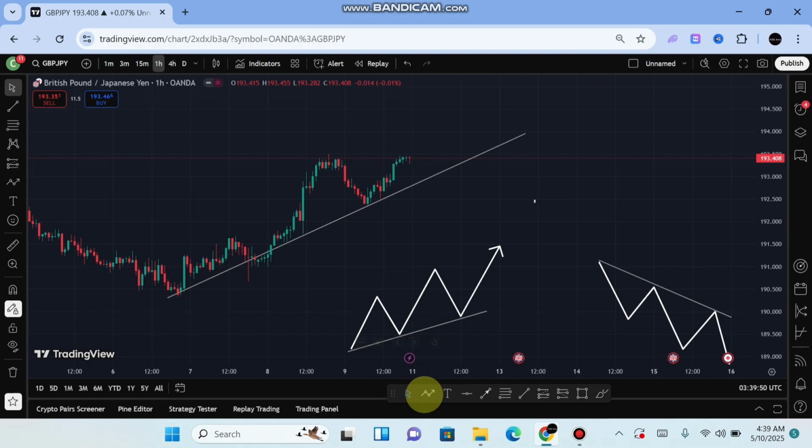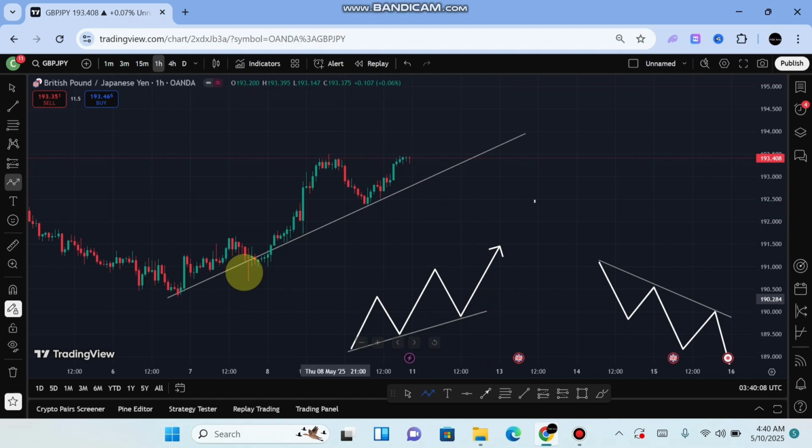Because sometimes price might touch this particular trend line, trace back, and instead of going up to the upside as you believe, price might decide to break through and start trending to the downside. Now, what should you do?